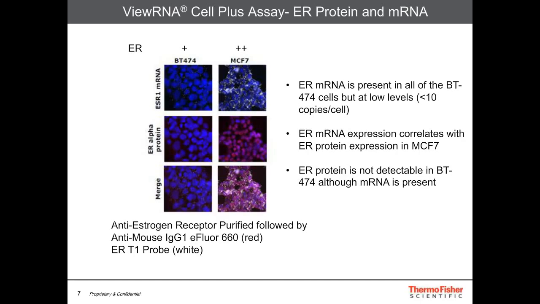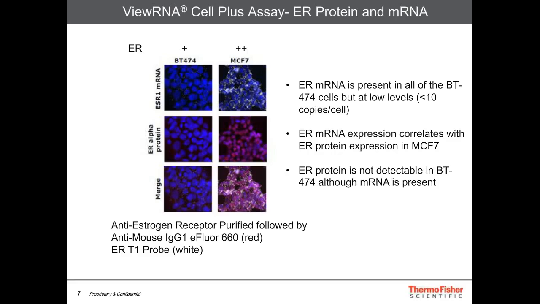We also looked at estrogen receptor alpha. In this case, we used 2 lines, one that had low expression of ER and one that has higher expression of ER, the MCF7. We can see estrogen receptor mRNA present in all of the cells of the BT474, but the levels are extremely low, less than 10 copies per cell. And in the MCF7 line, it's much higher.